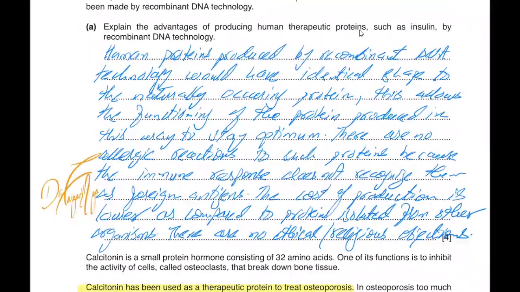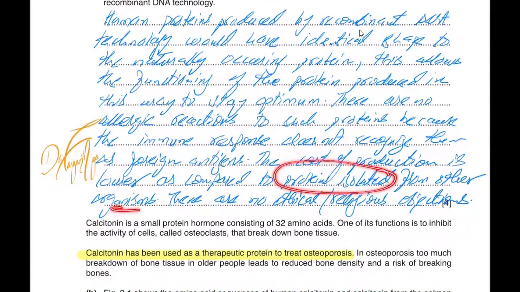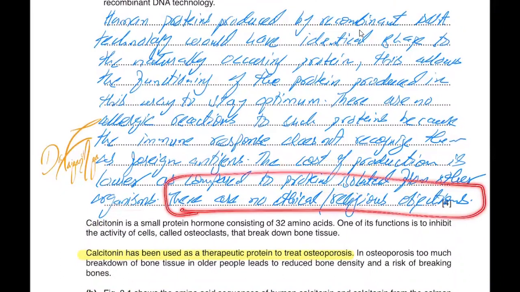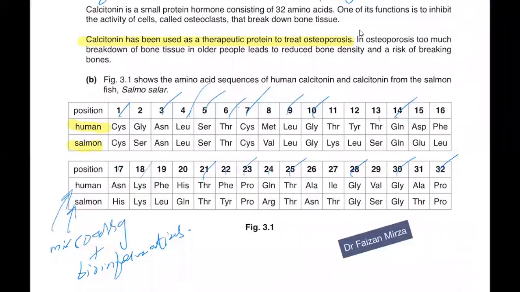So you just need to describe the process in which recombinant DNA technology is used. Human proteins produced by recombinant DNA technology would be identical in shape to the naturally occurring protein. This allows the functioning protein to be produced. In this way, the function stays optimum. There is no allergic reaction to such proteins because the immune response does not recognize them as a foreign antigen. The cost of production is lower compared to protein isolated from other organisms. There are no ethical or religious objections compared to proteins taken from other organisms.